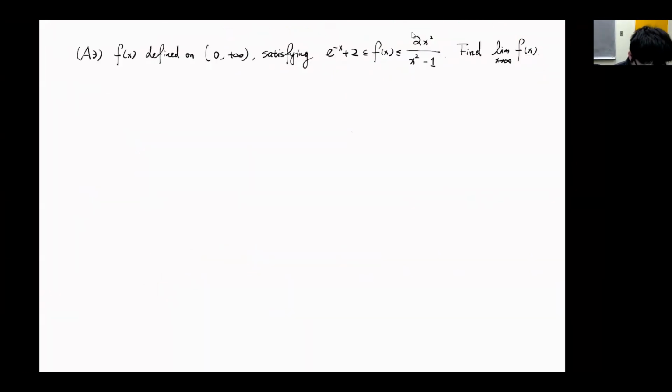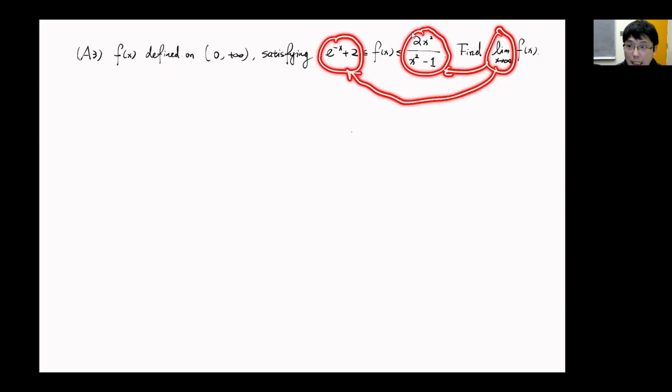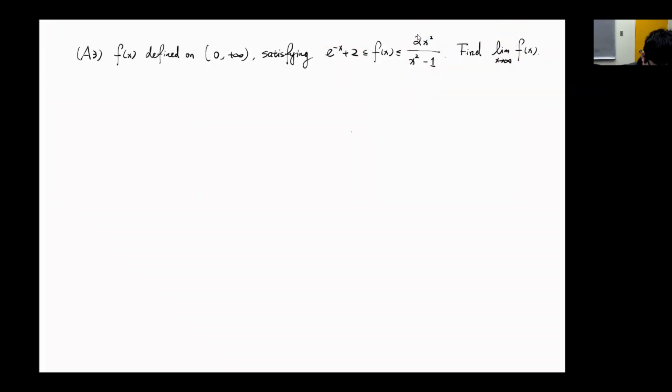Finally, for A3, you are given a function defined on 0 to infinity, and moreover, you are given an inequality like this. So you're now asked to find the limit of f of x as x gets large. Because in this case the lower bound and the upper bound function are explicitly given, all you need to do is to compute the limit of this lower bound and upper bound function and investigate if they're the same. And they are always the same, otherwise you will not be able to compute the limit of f of x.